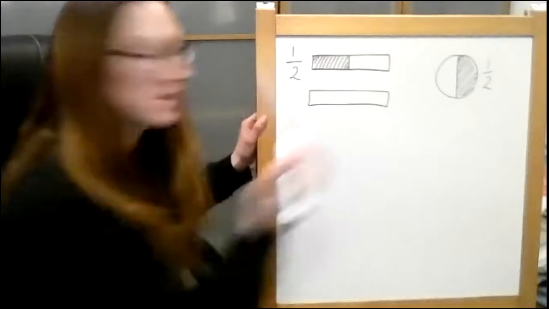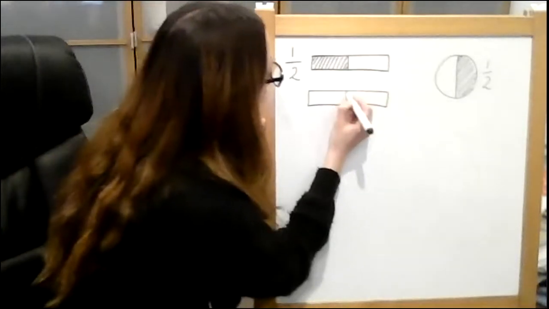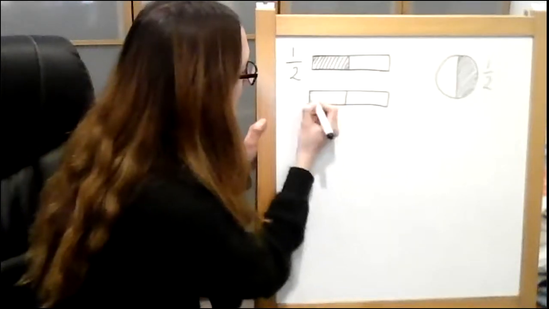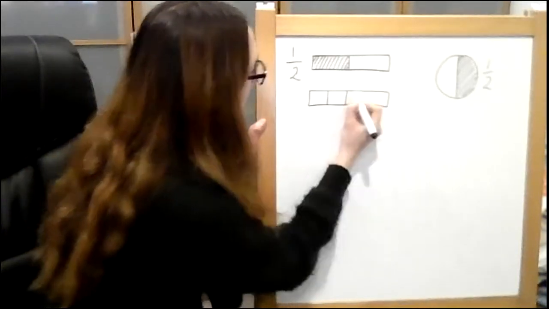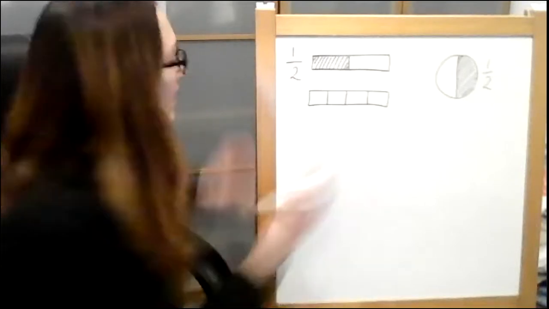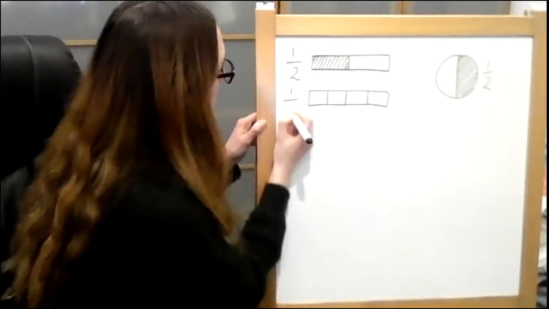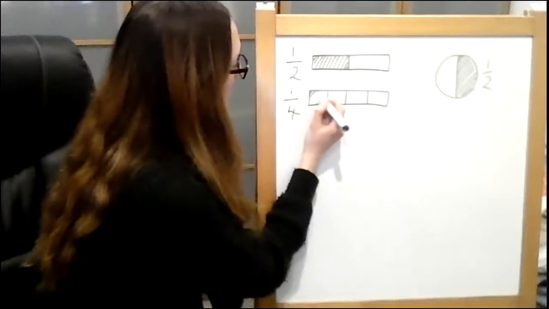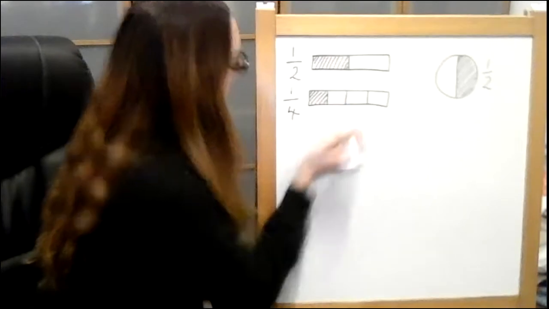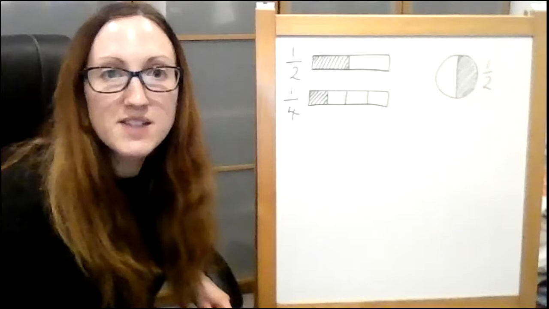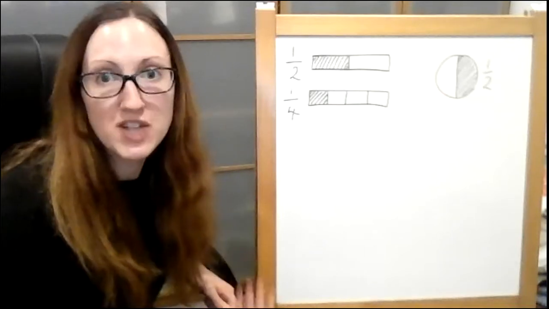So watch what I do here. I draw a line down in half like this again, and then I find halfway between this point, halfway between this point. So I have 1, 2, 3, 4 equal bars. And then I write down here that I want to show 1/4, and I can show that like this. But what I'm looking at today is equivalent fractions.